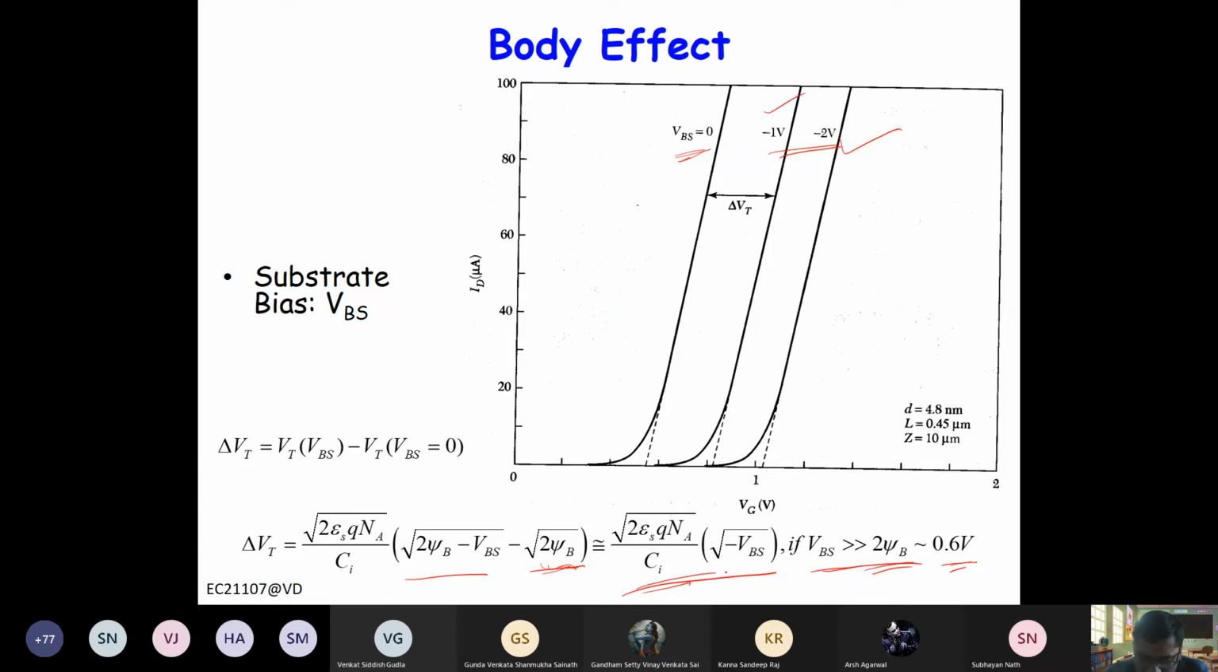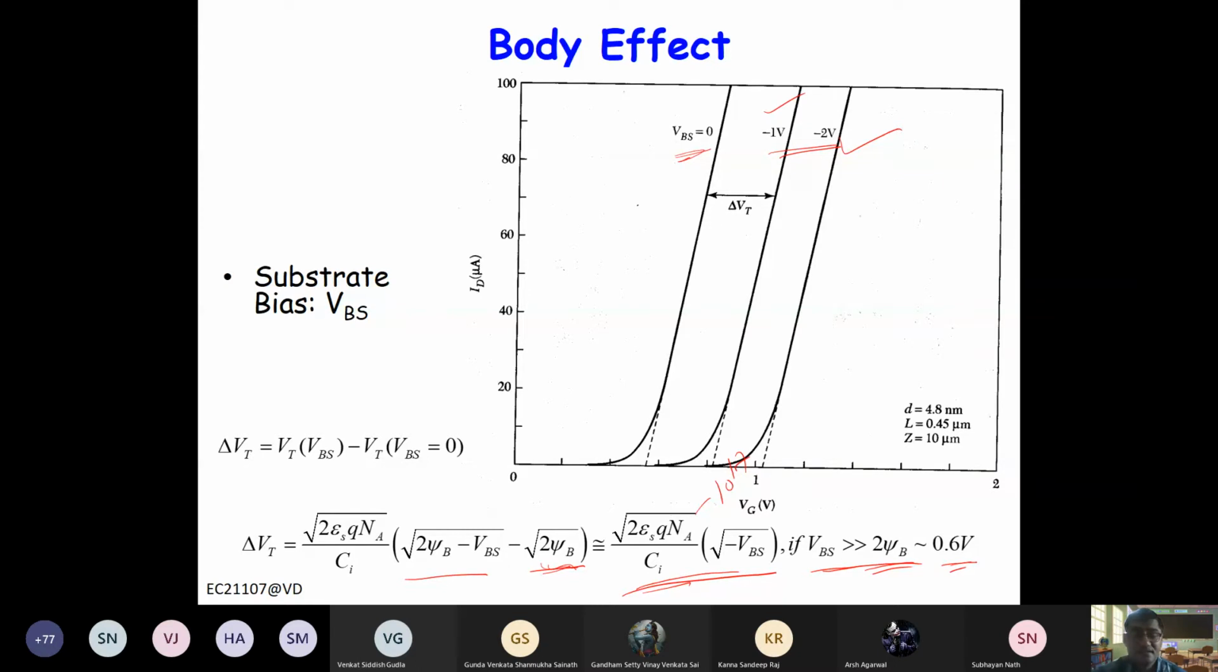So you can basically take the typical values: 2 epsilon q Na, you can take 10 raised to power 17, q, epsilon semiconductor is 11.9, divided by Ci, the oxide capacitance, or oxide thickness. So you can calculate these values. Maybe you practice one or two examples at the end of the textbook.